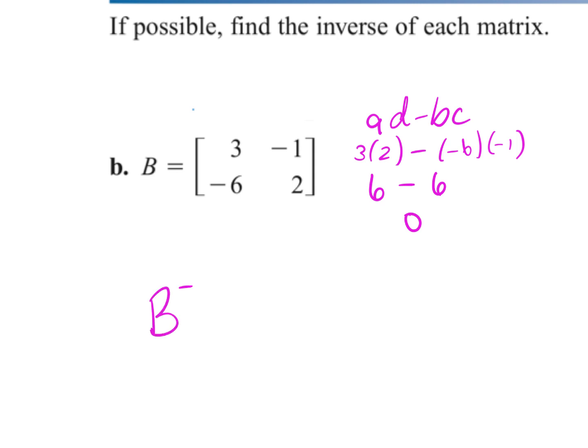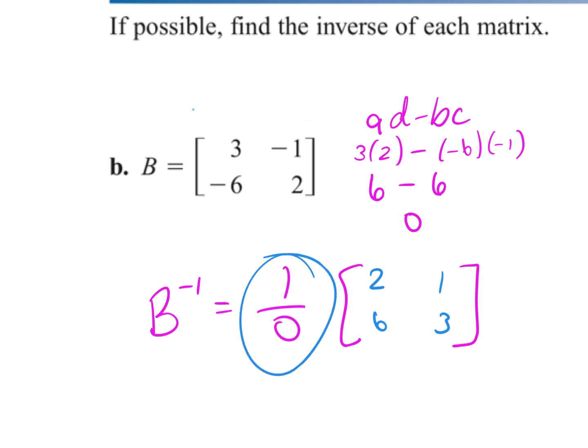So let me get this set up. I have B to the negative 1, and then I have 1 over 0. So let's go ahead and get this set up in here. What switches spots? 2 and 3. So 2 goes here, 3 goes here. What happens to signs on negative 6 and negative 1? Positive 6, positive 1. Okay, now we distribute. Anybody? What's wrong here? It's undefined.